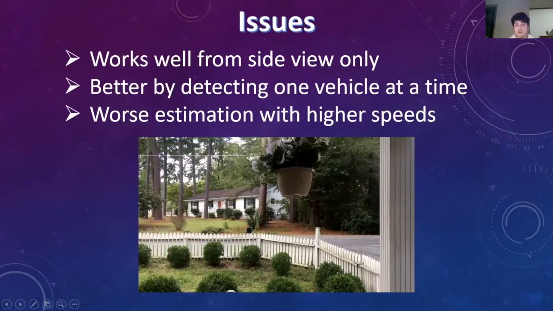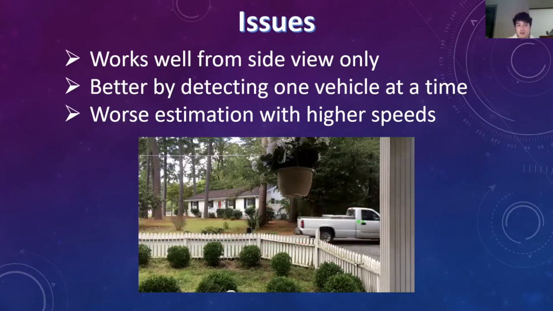Number one, it only works from the side view. This is not practical whatsoever because in the real world, we would want the camera at an elevated angle to look down onto cars. This model is also better at detecting one vehicle at a time. And as I've said before, realistically there will be multiple vehicles on the road at the same time. So if we detect one vehicle at a time, there's no need for this model.